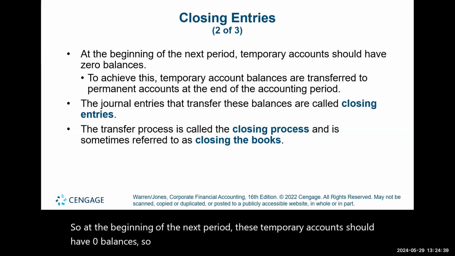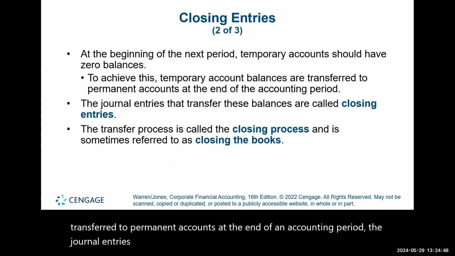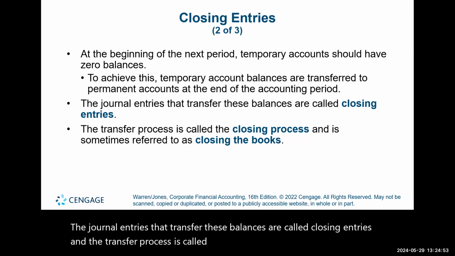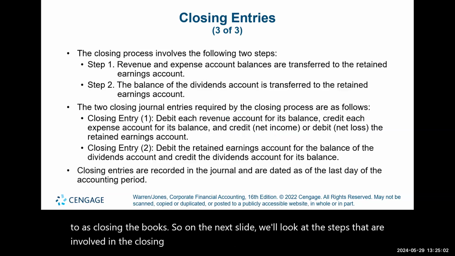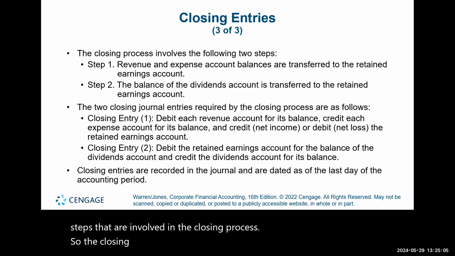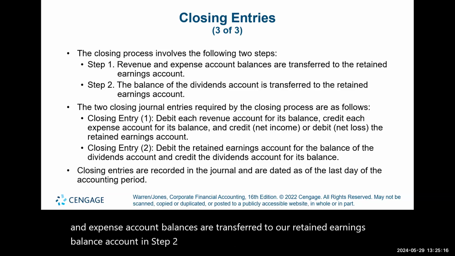To achieve this, temporary account balances are transferred to permanent accounts at the end of an accounting period. The journal entries that transfer these balances are called closing entries. The transfer process is called the closing process, and sometimes it's referred to as closing the books. On the next slide, we'll look at the steps involved in the closing process. The closing process involves the following two steps. Step 1, revenue and expense account balances are transferred to our retained earnings account. In step 2, the balance of the dividends account is transferred to the retained earnings account.